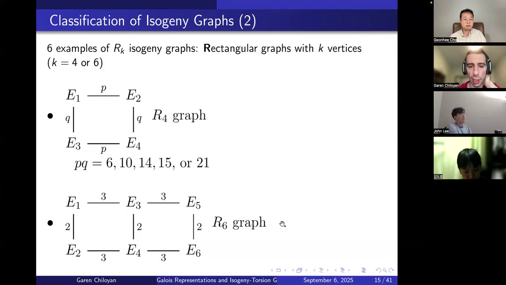And there's one type of R6 graph. An R6 graph is a graph where you have a maximal isogeny of degree 3, 9, 18. So an 18 isogeny. We have other types of graphs.